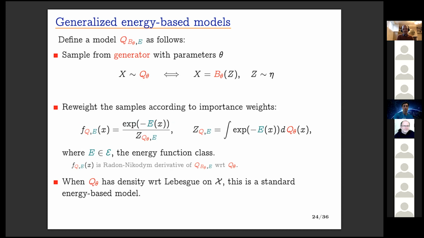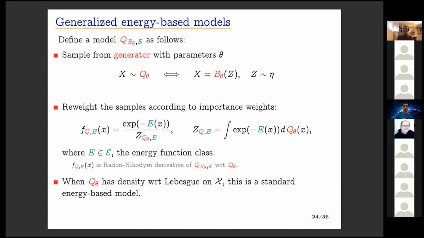And E is the energy function class, which we have to learn. Now, if Q were to have density with respect to the Lebesgue measure on X, so if Q is supported over the entire domain X, then this is just a standard energy-based model. It's been studied for decades. We don't have to worry about that. But this is not the case we're interested in.